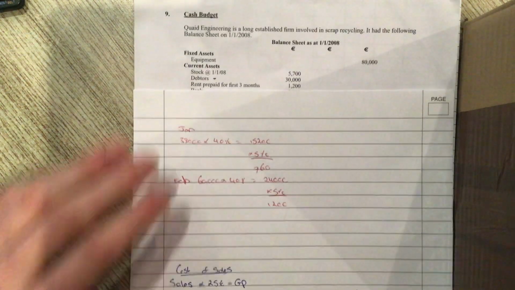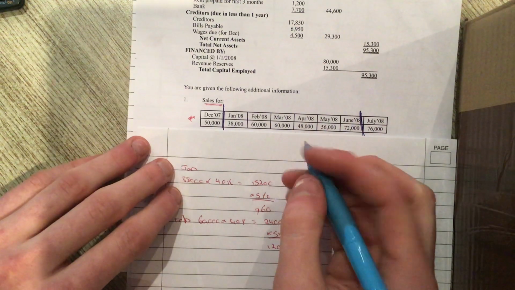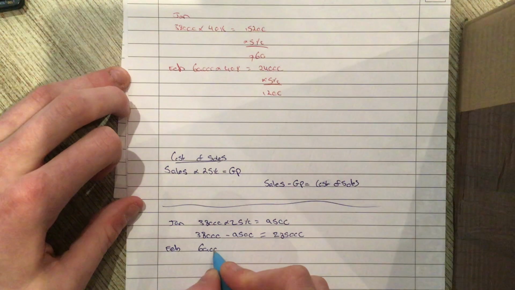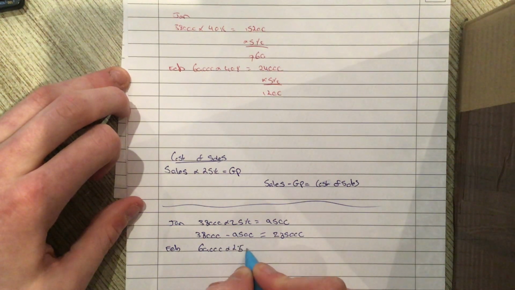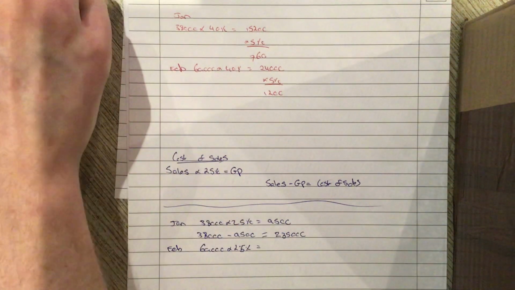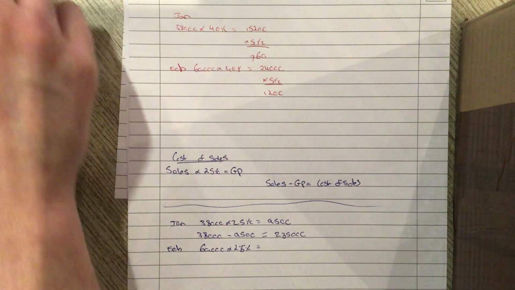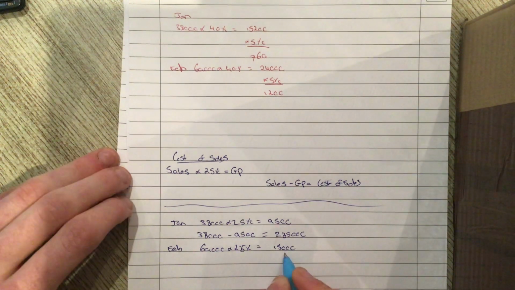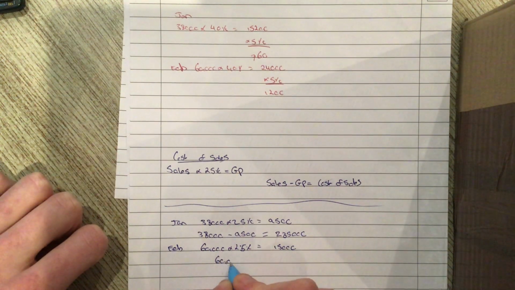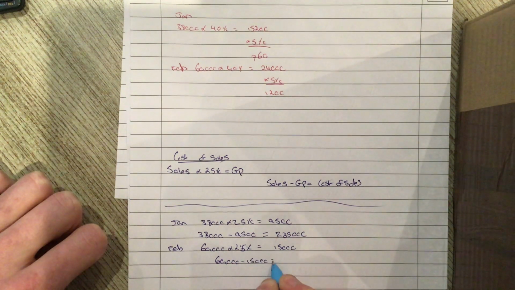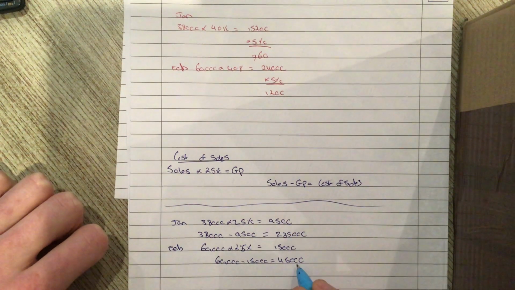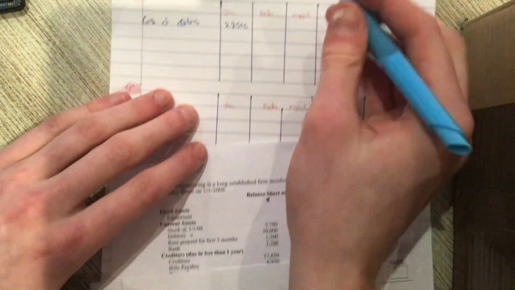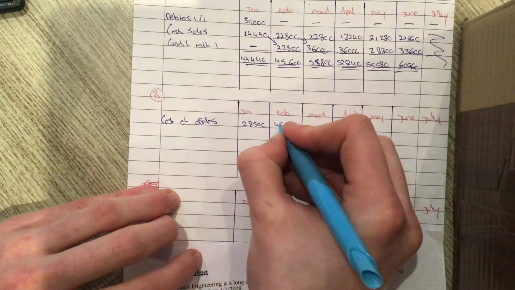If we have a look here at February, what's my sales figure for February? 60,000 euros. So 60,000 multiplied by 25% will give me my gross profit for February. So 60 multiplied by 0.25 gives me 15,000 euros. Again, next step is take that 15,000 away from my sales figure. So 60,000 minus 15,000 gives me 45,000 euros. That is my cost of sales figure for the month of February. So 45,000 euros is going to slot in here.